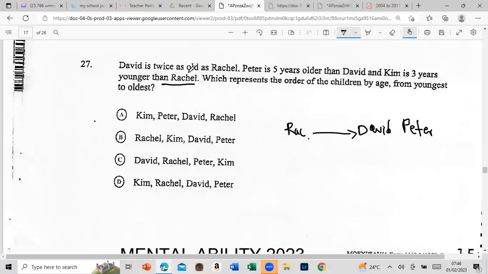All right, so it said David is twice as old as Rachel. So this is two times R. Peter is 5 years older than David. So we have a plus 5 years. So we need the numbers because it's going to come in handy. David is twice as old as Rachel. Peter is 5 years older than David. And Kim is 3 years younger than Rachel. Oh, so Kim is at the front then. It's a giveaway, guys. So basically, it will be this: Kim, Rachel, David, Peter. All right, let's move on to 28.